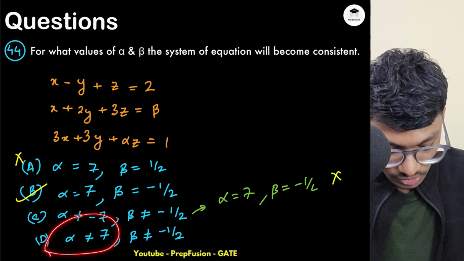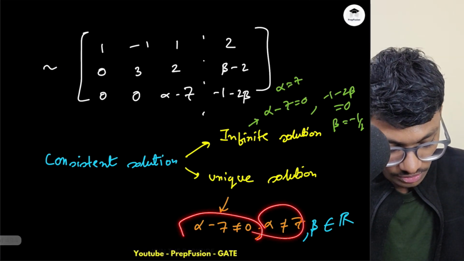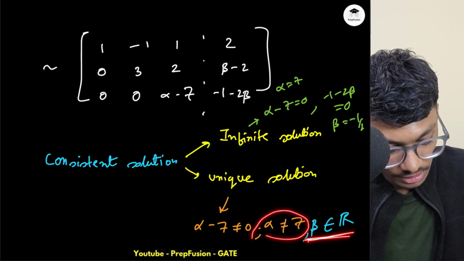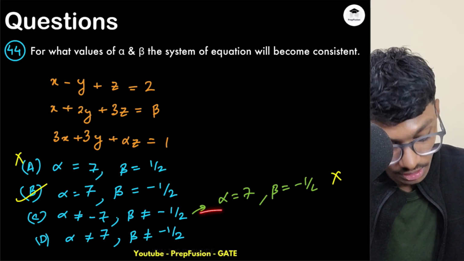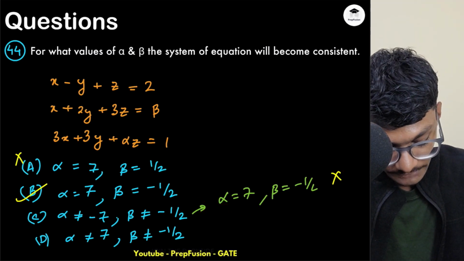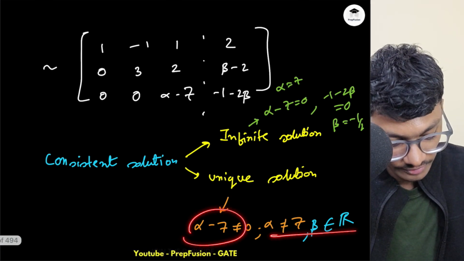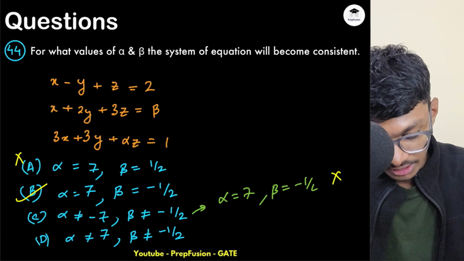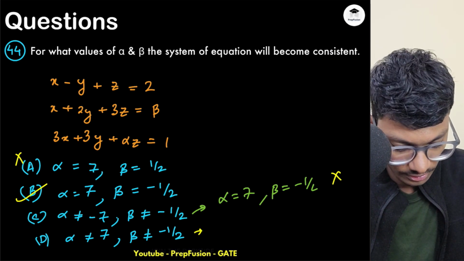Now alpha is not equal to 7, beta is not equal to minus half. Basically alpha not equal to 7, beta can be any value. Just hold on a second. Okay, sorry. Yeah, this is fine. Now here it is showing me alpha not equal to 7. If alpha is not equal to 7, beta can be anything. So there is no condition. Here it has told beta is not equal to minus half. That is fine anyways. So beta can be anything.